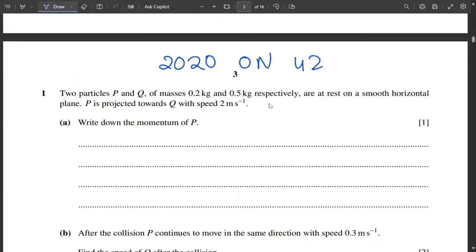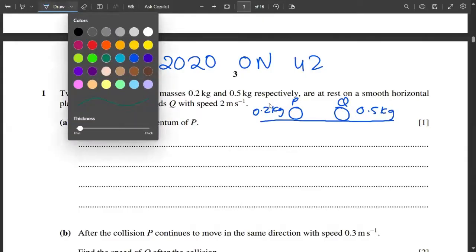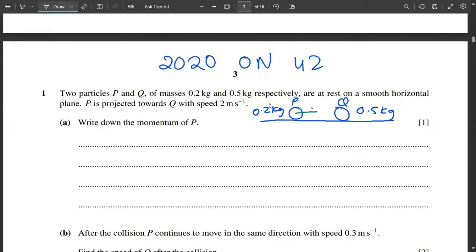Let's start. Two particles P and Q of masses 0.2 kg and 0.5 kg are at rest on a smooth horizontal plane. So this is a smooth horizontal plane. This is particle P, 0.2 kg, and this is particle Q, 0.5 kg. P is projected towards Q with a speed of 2 meter per second.